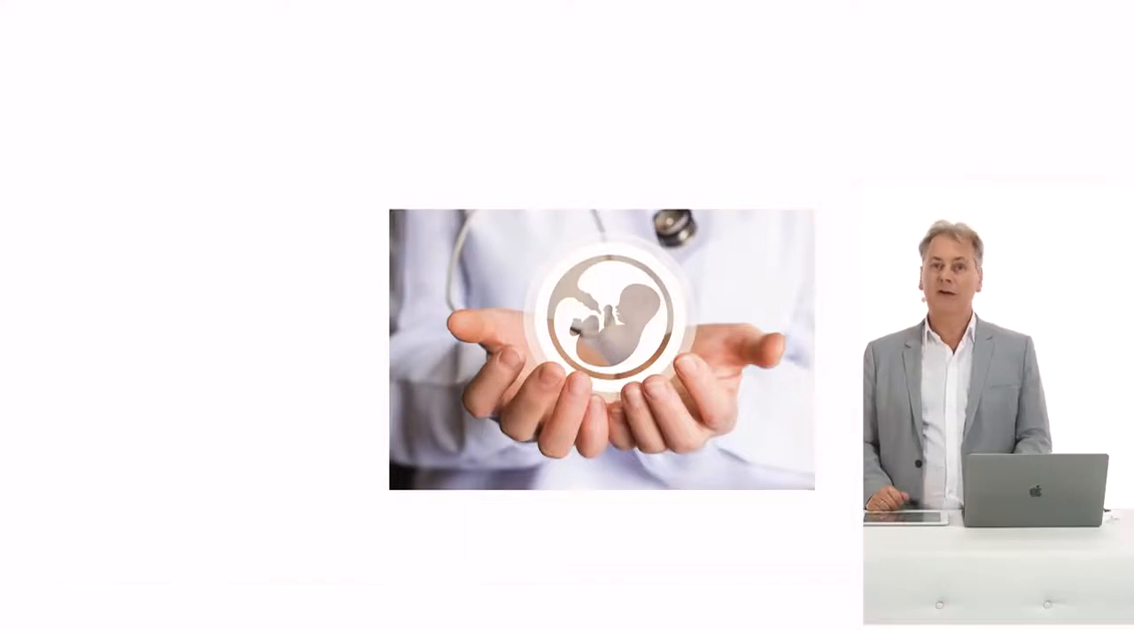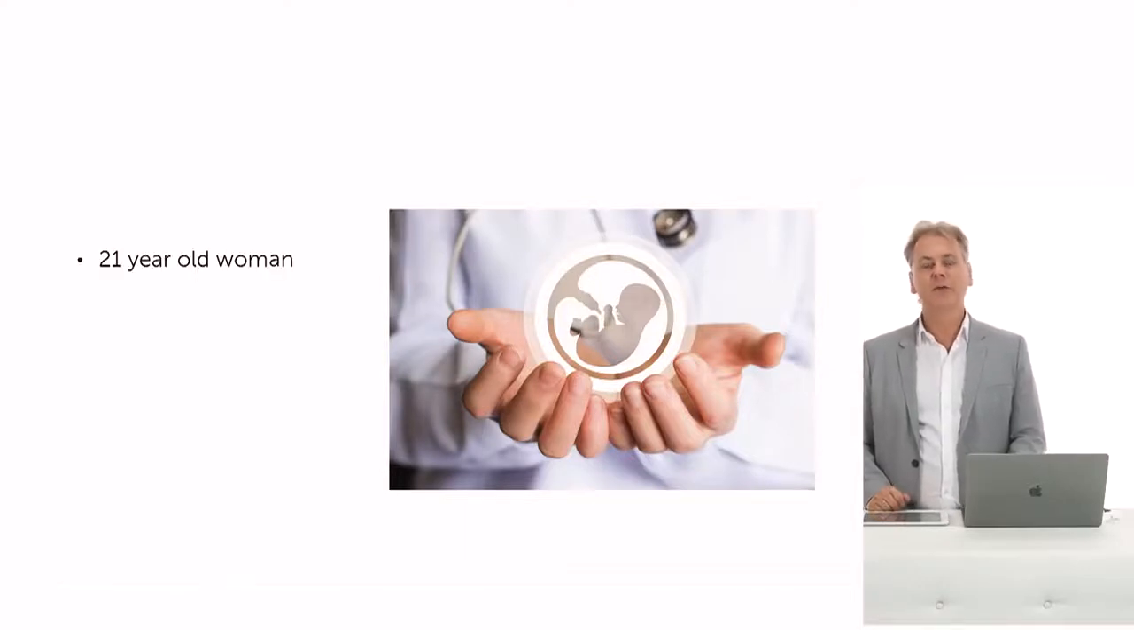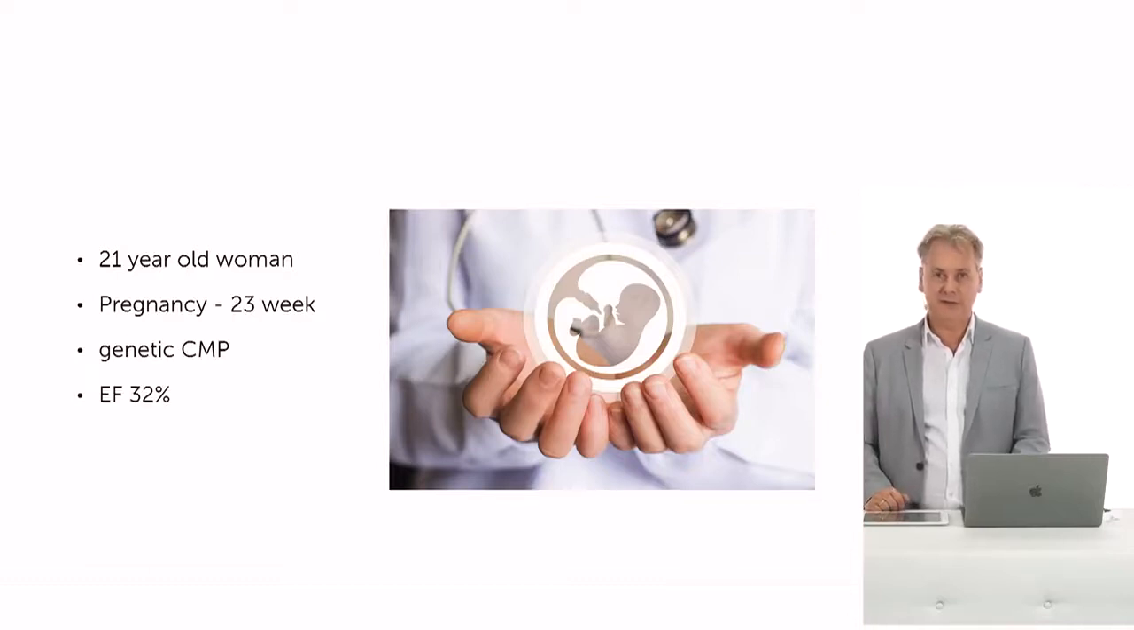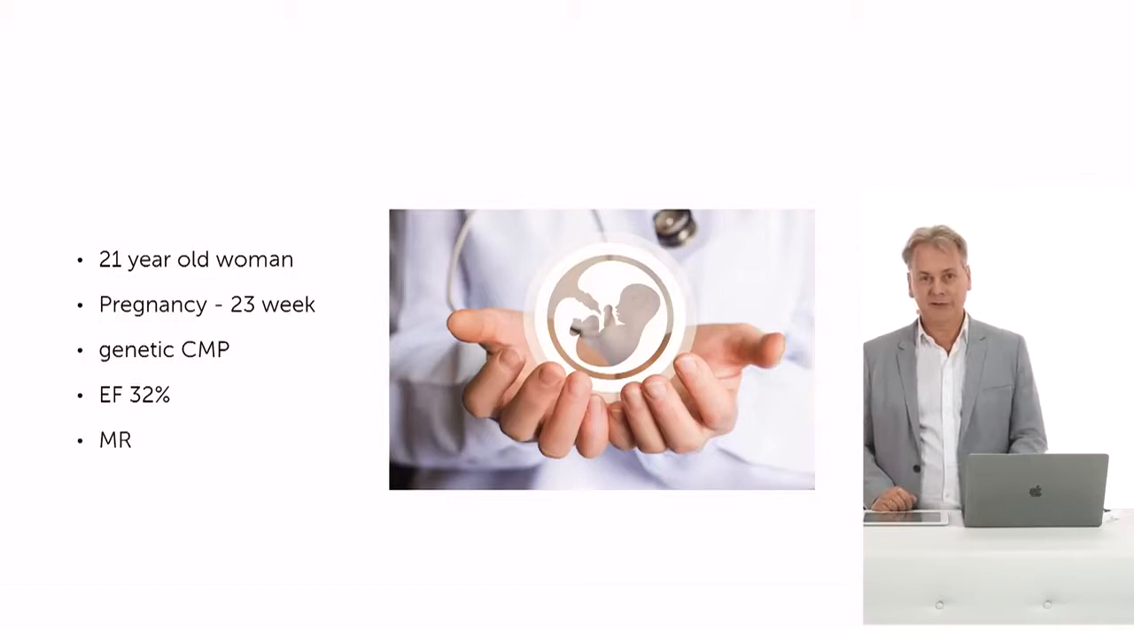Let me summarize what we said about the guidelines in a very emotional and challenging case. It's that of an only 21-year-old woman who we saw first when she was pregnant in her 23rd week. She had a genetic cardiomyopathy and an ejection fraction of only 32%, and it was known that she had mitral regurgitation. She got pregnant anyway.